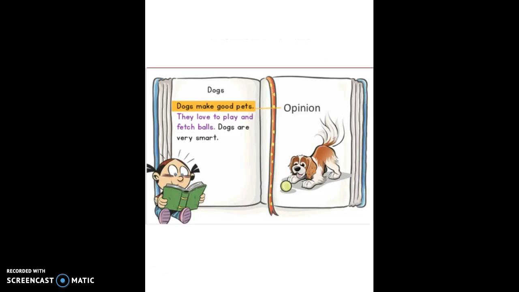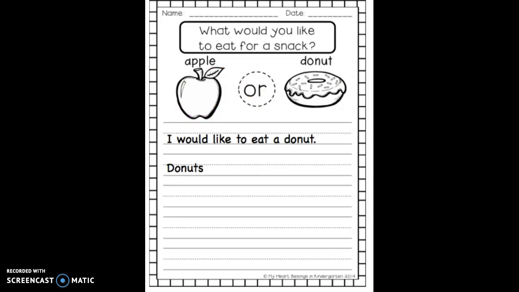Welcome back. As you see in this example of an opinion writing, they stated their opinion in yellow. In purple, they have their first reason. So, they have to explain why dogs make good pets. And this author said they love to play and fetch balls. That's a great reason. Let me show you my reason. Remember my writing about donuts? I'm going to get into my first reason of why I would rather have a donut.